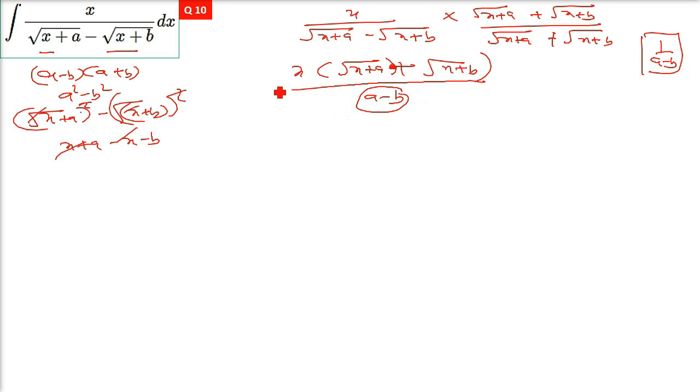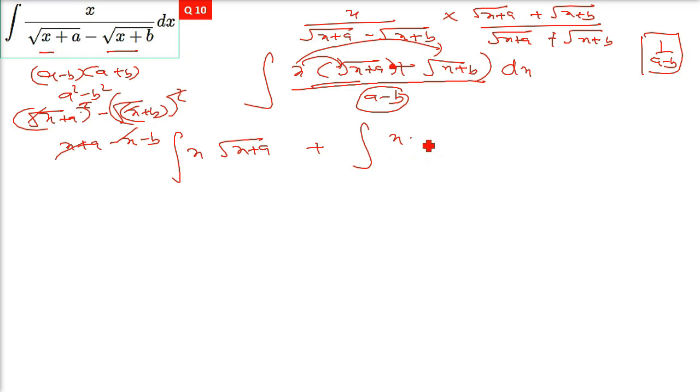Alright. Come to the integration now. So this one integration I will do, and the other will come by itself. You'll just see. So x into under root x plus a, 1 by a minus b, I'll introduce later. It's already there. You have to put it every time. This is just an explanation. That's why I'm not writing it right now. So this is so easy now.